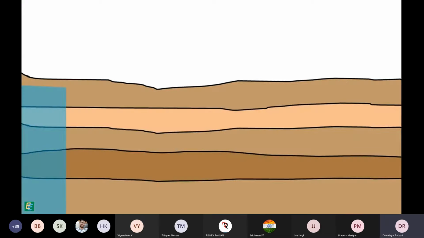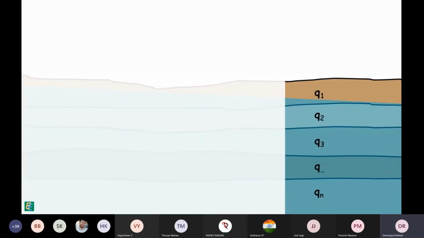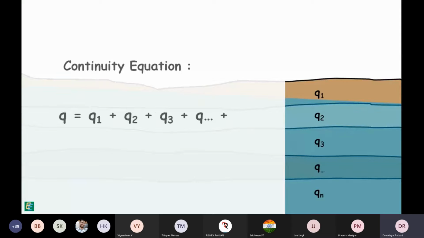When water flows through soil layers in the horizontal direction, the water flows in all the layers at the same time. The discharge through each layer is Q1, Q2, and so on. From the continuity equation, we can write that the total discharge through the soil mass is equal to the sum of the discharge through each layer. Note this as equation number 1.